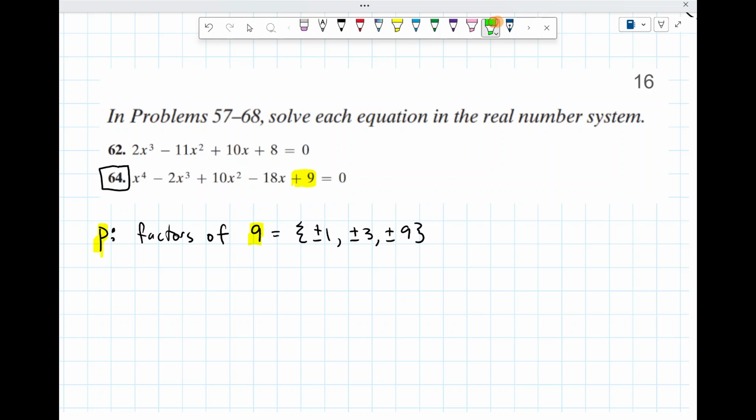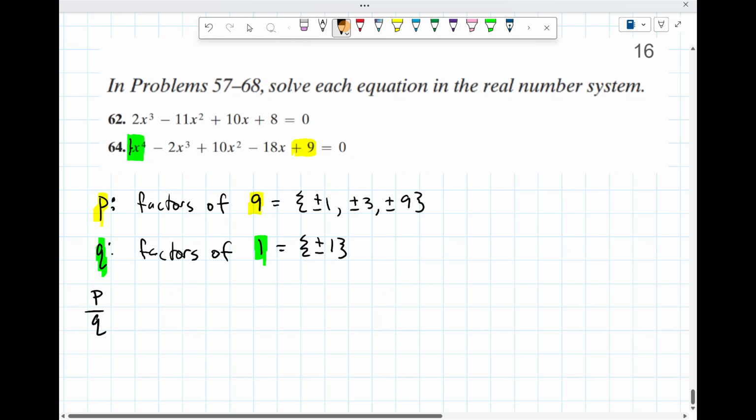We do the same thing for the coefficient of our leading term, or we find the lead coefficient. Now there is no number here, but obviously we could just put a 1 right there. We call these numbers Q, and so we're going to find the factors of 1. But that is a very short list. The only factors of 1 are plus or minus 1.